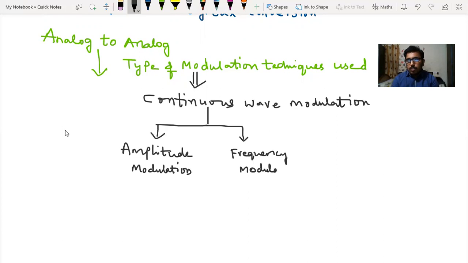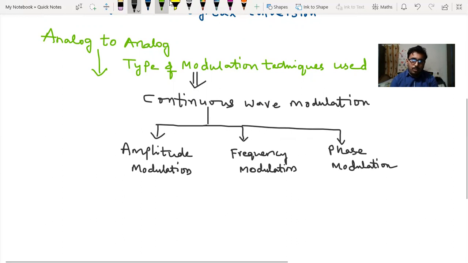These are the three different modulation techniques that are used whenever we go for the conversion of analog to analog. All these three modulations we can consider as continuous wave modulation. Among these continuous wave modulations, we use these modulation techniques for the analog to analog conversions.